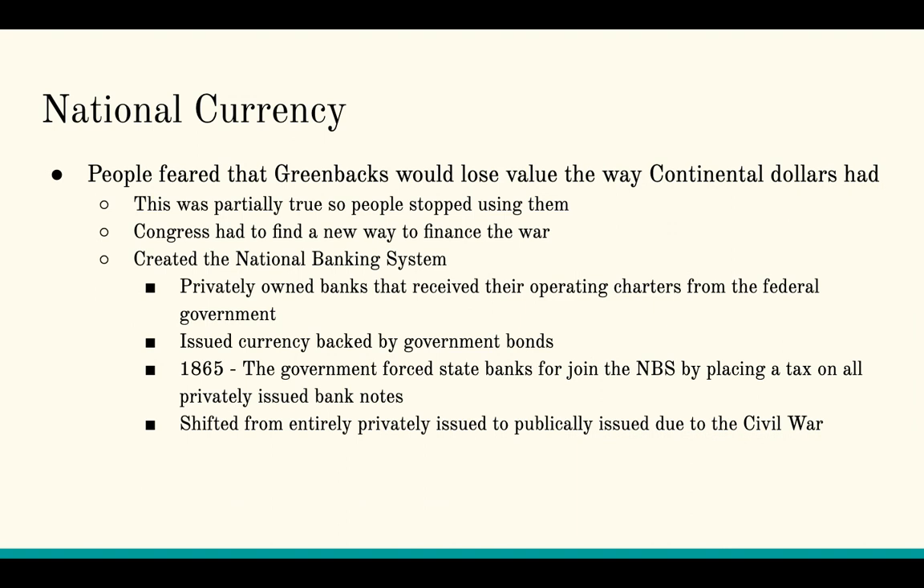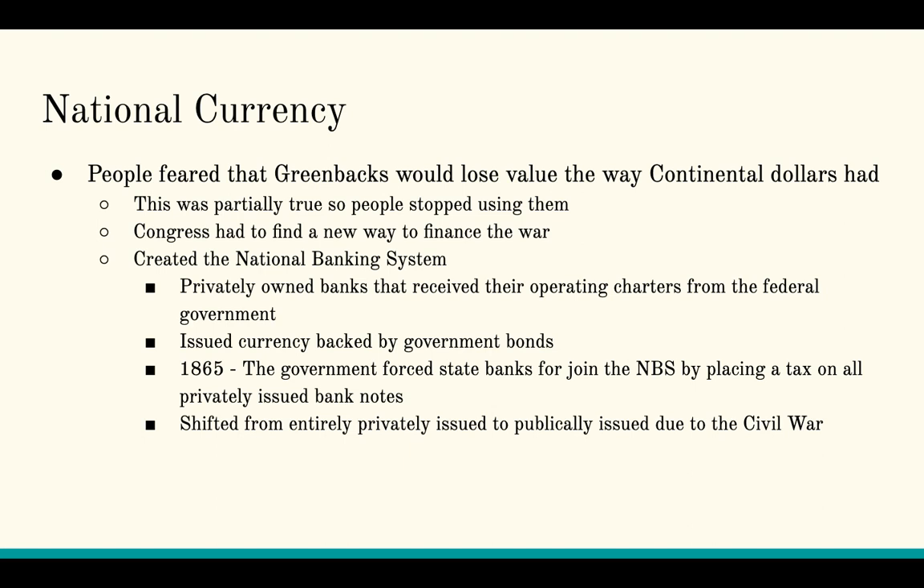So as the war persisted, people feared that greenbacks, just like the continental dollars, would also become worthless, that they would lose their value. When in fact the greenbacks did lose some of their value, people avoided using them, forcing Congress to find another way to finance the war. So their solution was to create something called the National Banking System, or the NBS.